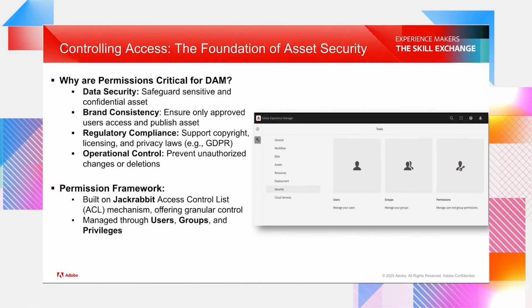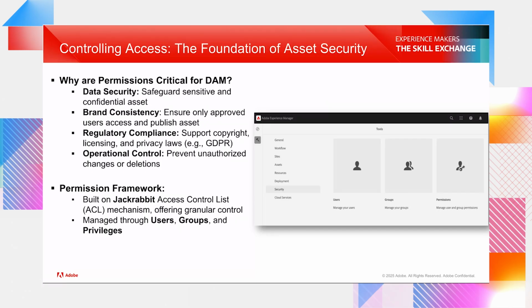Now we will be discussing one of the important aspects of governance, how to control the access, which is the foundation for asset security. Why are permissions so important for DAM? First, it makes sure that our assets are safeguarded and only confidential assets can be accessed by appropriate users and groups. It makes sure that the approved assets are being published.